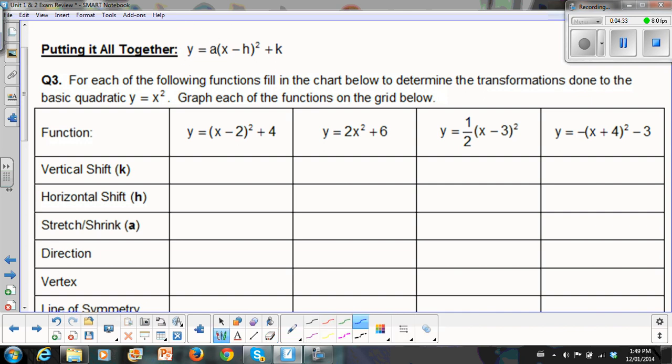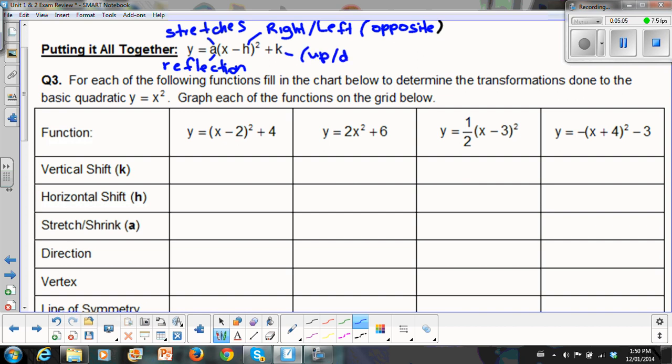We have the a value, which has two functions. It either stretches, or some of you wrote shrinks or compresses, or it shows a reflection in the graph, flips it upside down if it's negative. The h value shifts it right or left. And if you go back in your notes and review, it always did the opposite of what it said. So if it said a plus 2, then we move left. If it's at a minus 2, we move right. And the k is up or down.